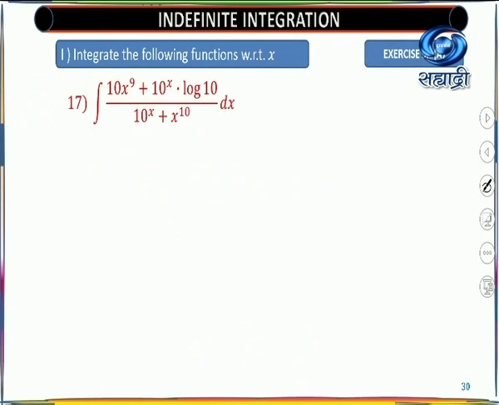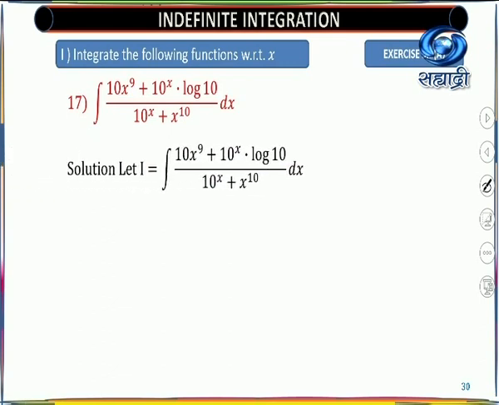Now the 16th example is for homework. So the 17th example we'll solve here: 10 into x raised to 9 plus 10 raised to x into log 10 upon 10 raised to x plus x raised to 10. Again, start thinking about the denominator and substitution for the denominator, and we'll get our numerator. So I equals integral of 10 into x raised to 9 plus 10 raised to x into log 10 upon 10 raised to x plus x raised to 10 dx.